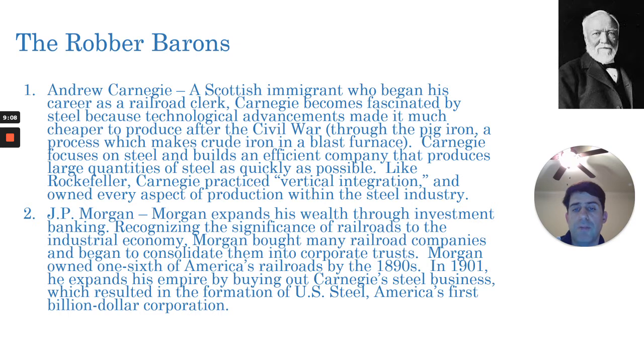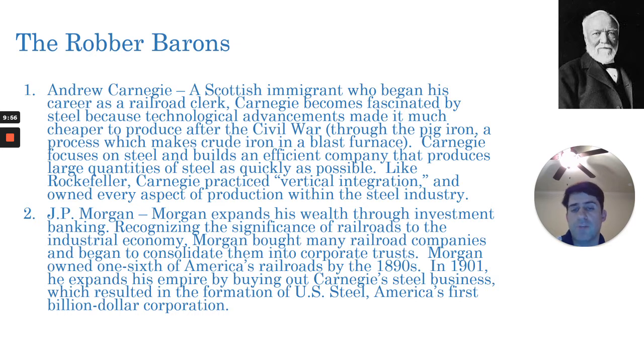Morgan picks up on this too as this is happening, and he uses his company to acquire railroad companies and consolidate his interests in the railroads. He consolidates them into corporate trusts, and he becomes an extraordinarily wealthy individual because of the corporations he owns, primarily railroads. By the 1890s, Morgan owned and controlled about 1/6 of America's railroads across the country.